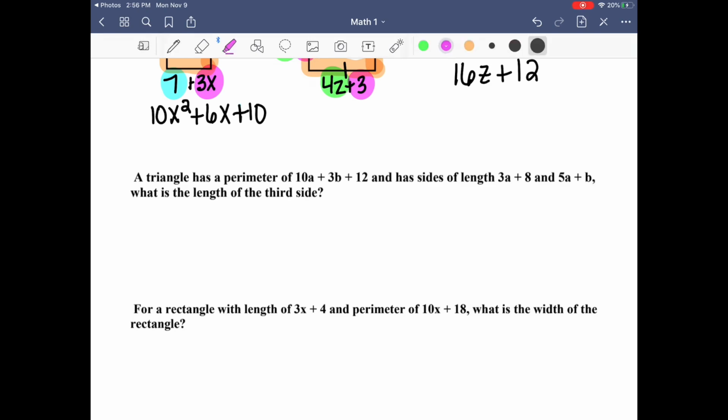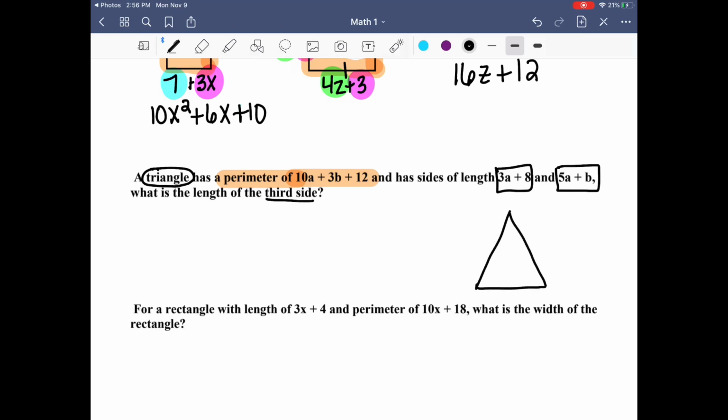So what I mean is they give you a problem where they actually tell you the perimeter. So they're saying that they know the perimeter already. The perimeter is 10a plus 3b plus 12. And they know that one of the sides is 3a plus 8, and the other one is 5a plus b. But it's a triangle, so they want us to find the third side. The third side is what's missing.